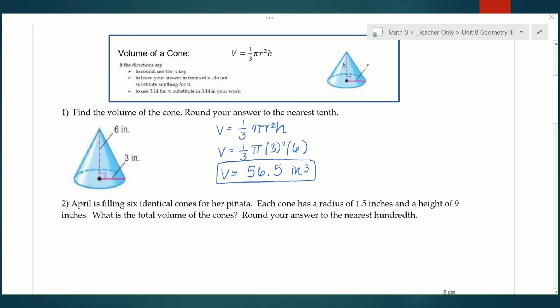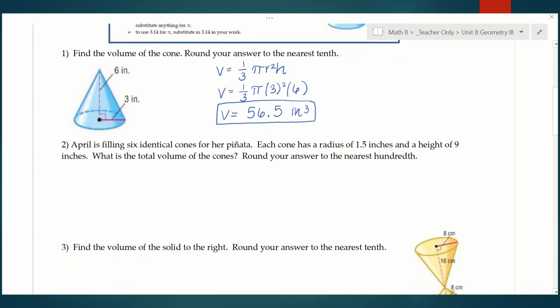Okay. For the second one, it says, April is filling 6 identical cones for her piñata. Each cone has a radius of 1.5 inches and a height of 9 inches. What is the total volume of the cones? Round your answer to the nearest hundredth. Okay, so we have 6 cones that are all the same size, and I need to find the total volume of them. So I'm going to find the volume of 1, and then I will multiply that answer by 6 to get the total volume, or you could add them together 6 times.